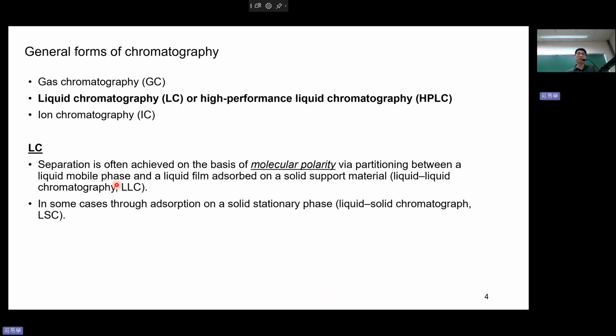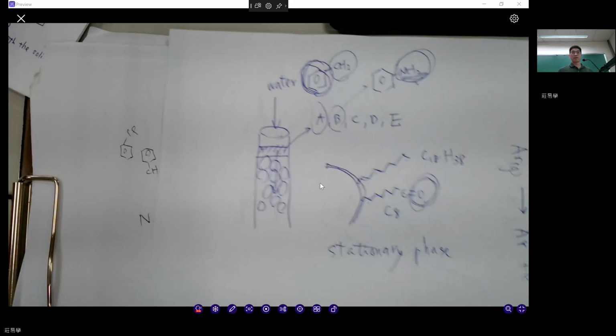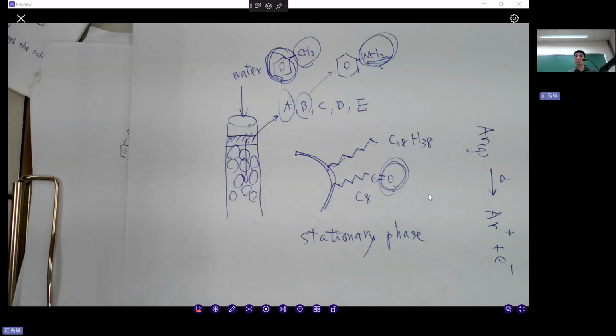So what about liquid chromatography, LC? LC separation is achieved on the basis of molecular polarity by partitioning between a liquid mobile phase and a liquid film absorbed on the solid support material. In this case, that's the working principle for LC, liquid chromatography.